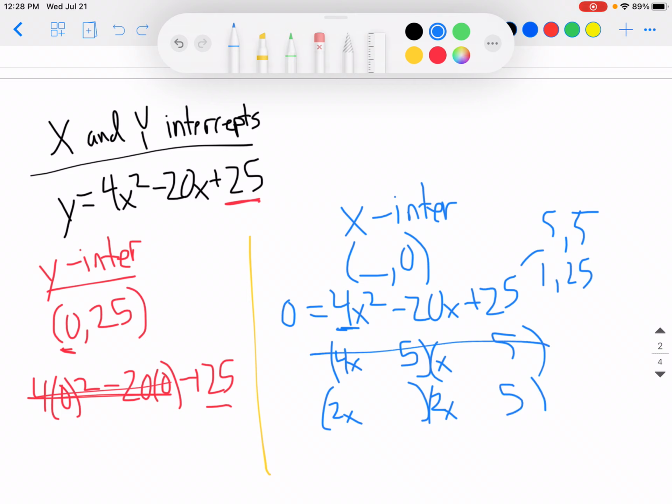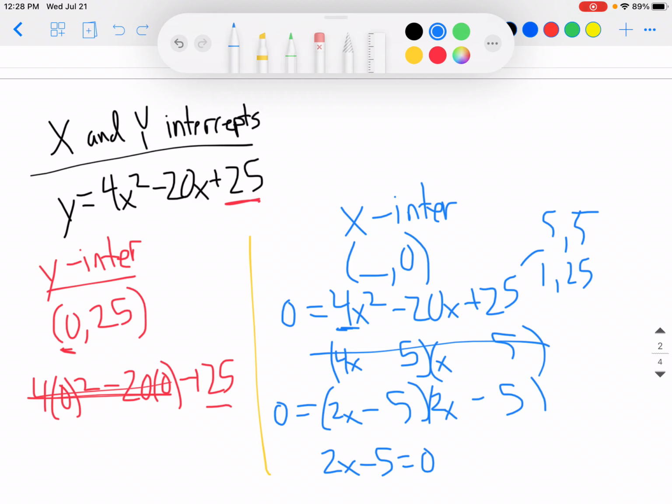Let's put 5 and 5 here. Let's see here, I would get 10 and 10. Okay. Now I need it to be negative 10, so if I put minus signs, that works out. So now I've factored it, and I have to remember this is an equation. So I'm looking at 2x minus 5 is equal to 0.